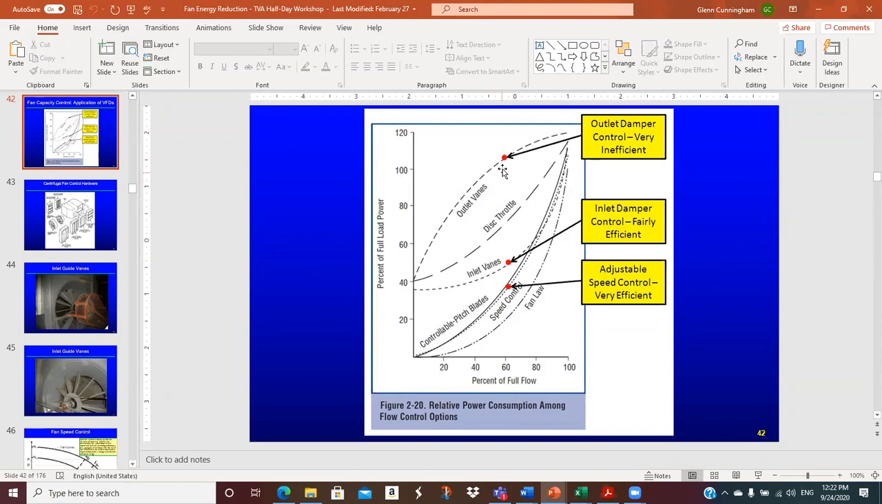And if you're on discharge dampers, or outlet vanes as they're calling them here, look at this, you're way up here. So if you're controlling a fan with these dampers, you can put a VFD on it, or you could even put inlet guide vanes on it. If you spend a lot of time at reduced flows, you save a ton of money, okay? So that's what this is trying to get at.